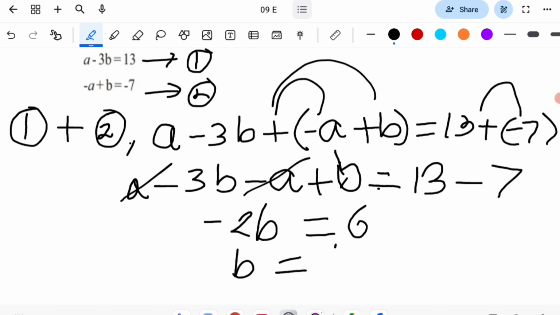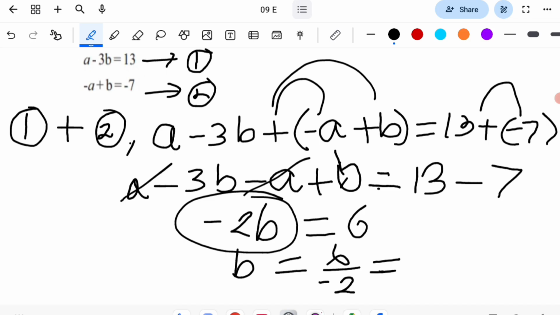We have to bring minus 2 to the right hand side. But there is a multiplication between minus 2 and b. Therefore, we have to write it as a division. 6 divided by minus 2. Plus divided by minus is minus. 6 divided by 2 is 3. Then the b value is minus 3.